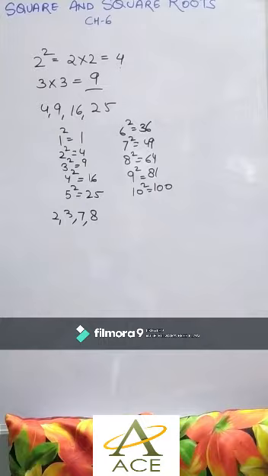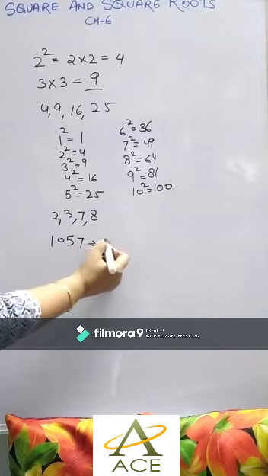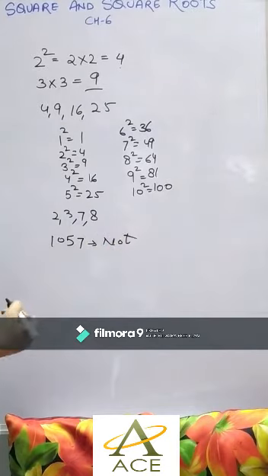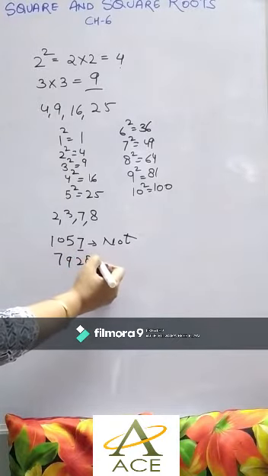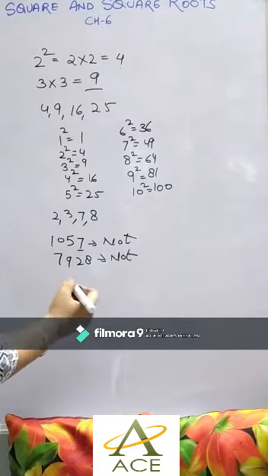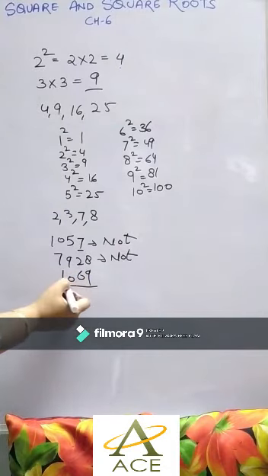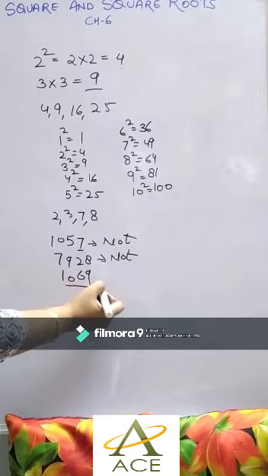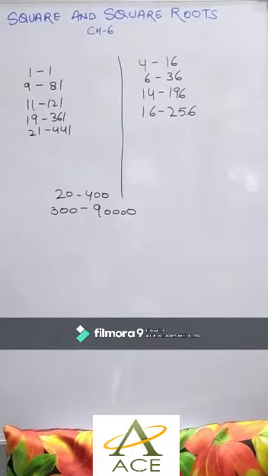Now let's take some numbers and check if they are perfect squares or not. 1057. This is not a perfect square. Why? Because it has 7 at its unit place. Similarly, 7928. This is also not a perfect square. But if I take a number 1069, now it can be a perfect square or it may not be a perfect square. It's not sure.